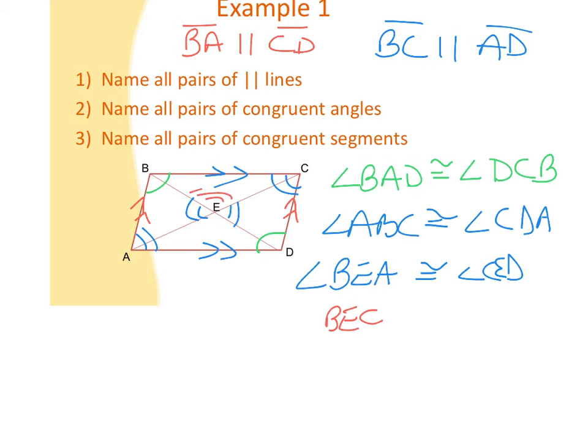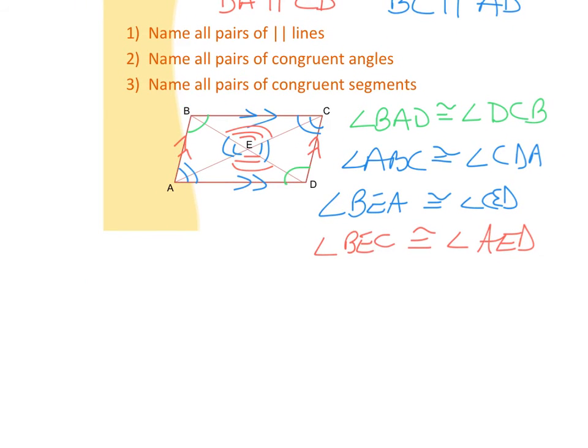BEC, this one, and then AED. Beautiful. The other vertical angle pair. Perfect. So BEC and AED. And those are the 4 angle pairs that are congruent in this picture.